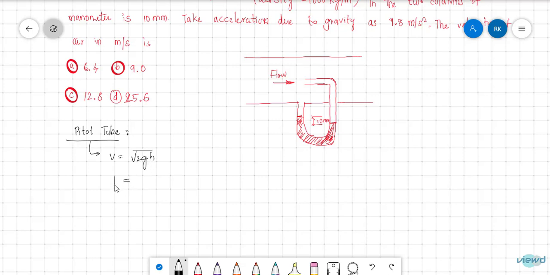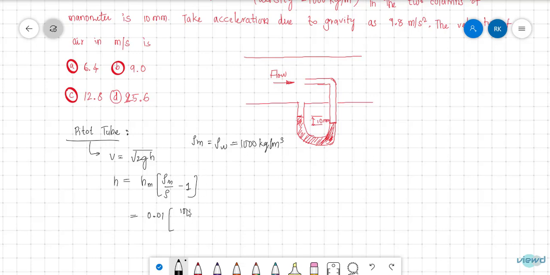So what is h? H is equal to hm into rho m by rho minus 1. So what is hm? Hm is the difference between levels of manometric fluid, that is 10 mm. 10 mm means 0.01 meter. I am taking all in the SI units. So rho m. What is rho m? Manometric fluid's density. What is manometric fluid? Water is the manometric fluid. So that is given as 1000 kg per meter cube.